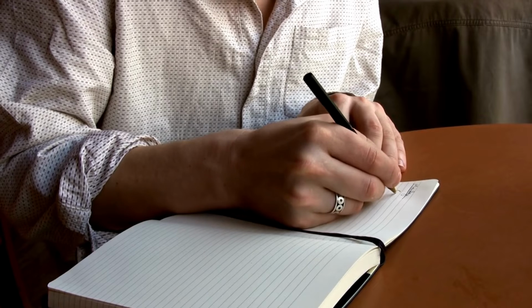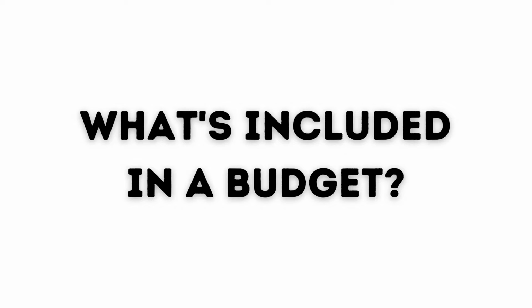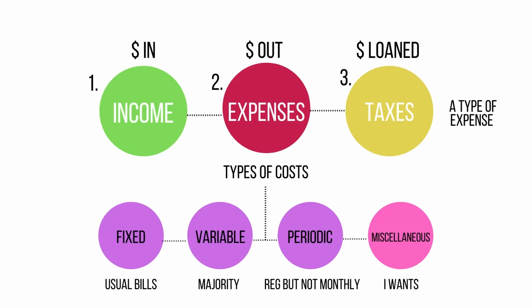Now that we're ready to go down the list, what's included in a budget? The simplest way I could gauge it is income, expenses, and taxes. Think about this as money in, money out, and money loaned.